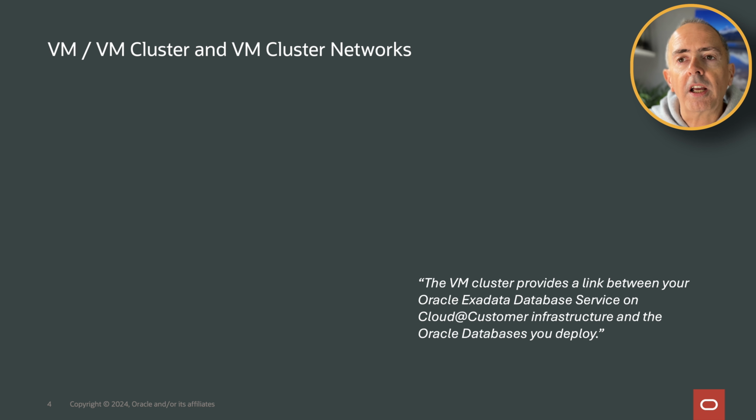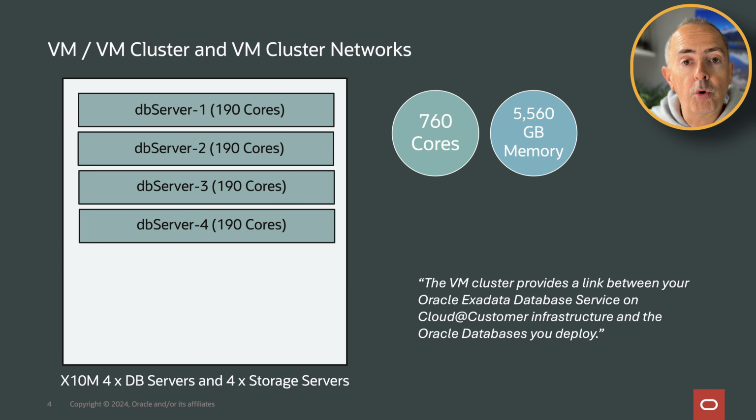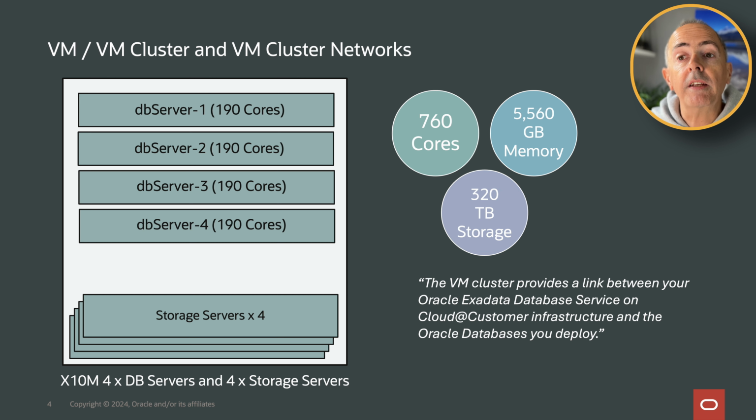So Virtual Machine Cluster, or VM Cluster, provides the link between the Oracle Exadata Database service on your infrastructure and the Oracle databases that you deploy. Each VM cluster needs a cluster network defined, and these provide isolation at the network layers. So in this example here, we have an Exadata Cloud Customer infrastructure with 4 database servers, giving a total of 760 cores and just over 5.5 terabytes of memory that can be allocated to run your Oracle databases. We also have 4 storage servers, giving 320 terabytes of usable storage.